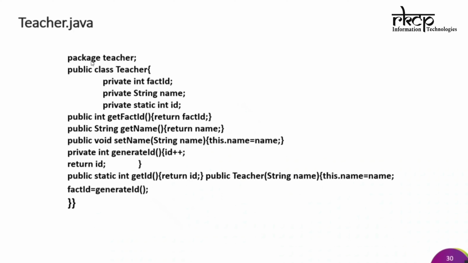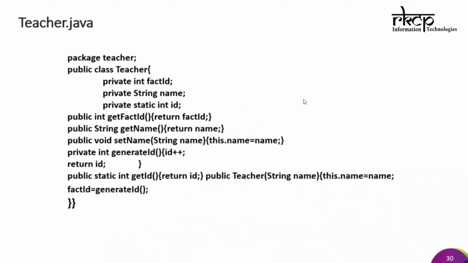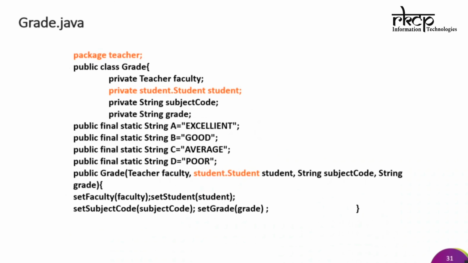Here I have given the example. I have a package teacher and here I have a public class Teacher. There I have three private fields: one is faculty ID, second is name, third is ID. I have also written a few methods related to that. Now what I want to do here is create one Grade class. This Grade class is also part of teacher. Inside the Grade class, I want to access Student. So here this is my Teacher class and this is my Grade class.